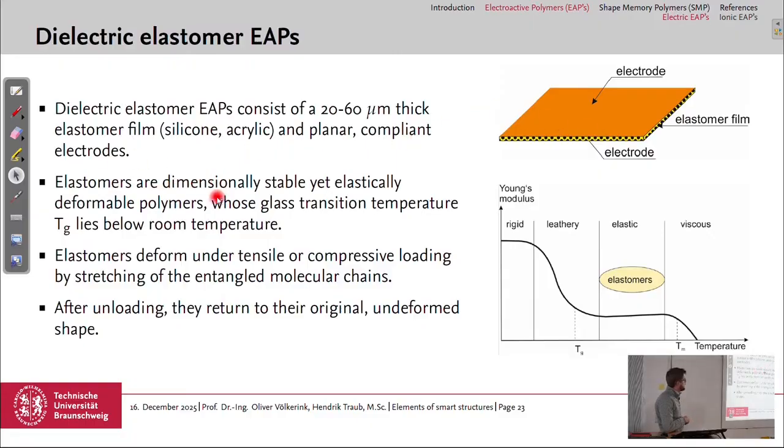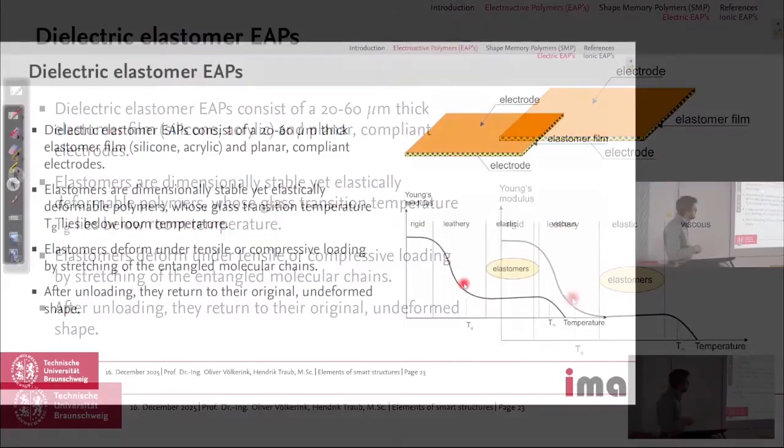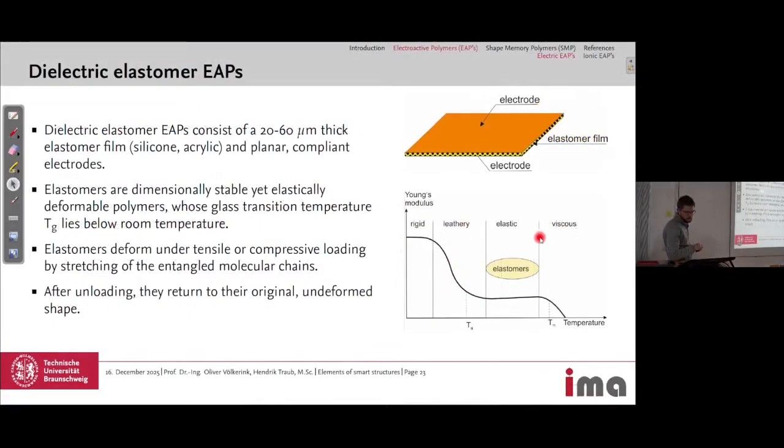The elastomers are dimensionally stable, but we can deform them. And the glass transition temperature lies below room temperature. So we are in this range. Here's the room temperature, here's the melting temperature. Here it is rigid, here it behaves like leather, and we use it in the elastic range, and it would be viscous when we go above the melting temperature. And this is the Young's modulus, so high Young's modulus in the rigid phase and lower modulus here in the elastic regime.